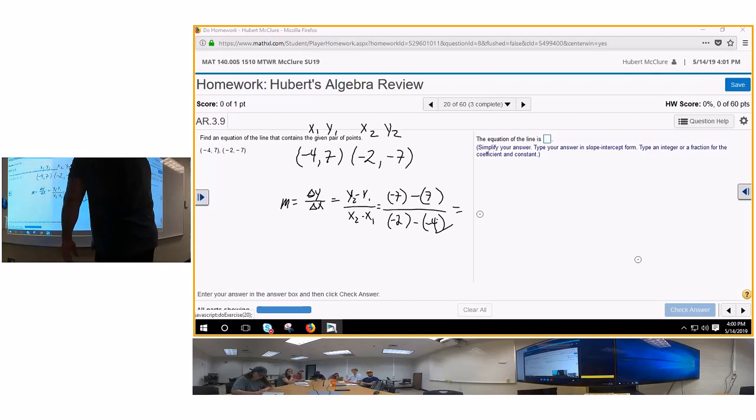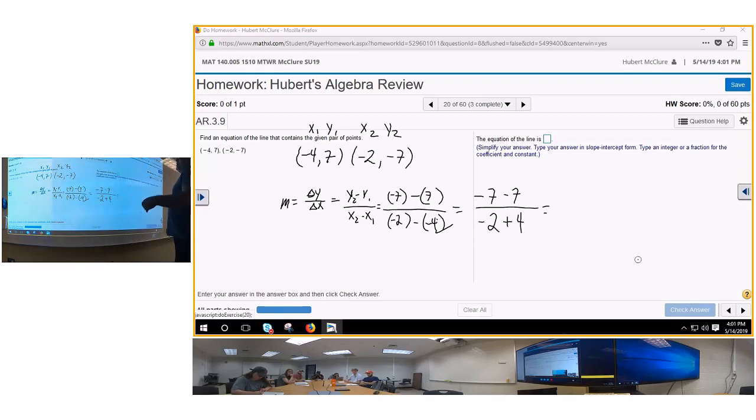Okay, -7 minus 7 over -2 plus 4. You owe somebody $7, you owe somebody $7, you owe $14. You owe somebody $2, you have $4. What does that mean? You have what? $2. So your answer is -7.